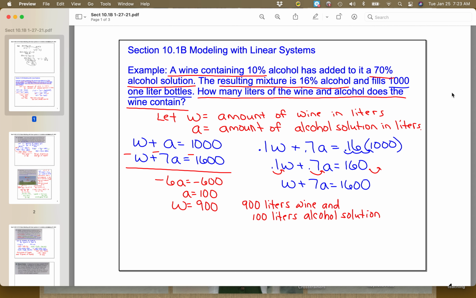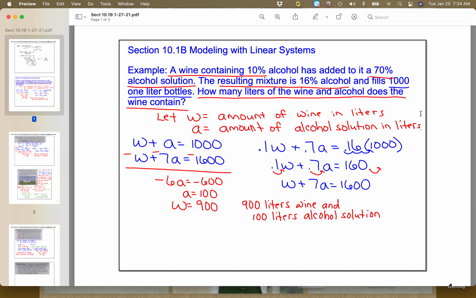So this first example: a wine containing 10% alcohol has added to it a 70% alcohol solution. The resulting mixture is 16% alcohol and fills 1,000 1-liter bottles. How many liters of the wine and alcohol does the wine contain? So this is typically called a mixture problem.